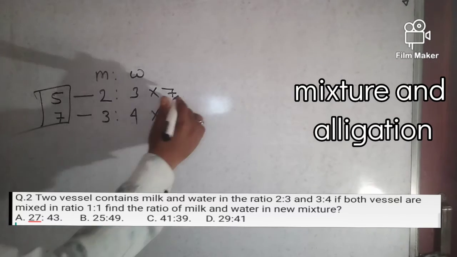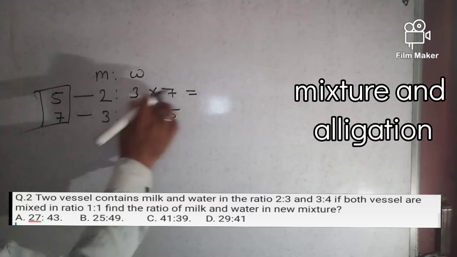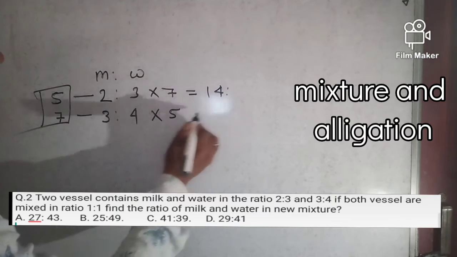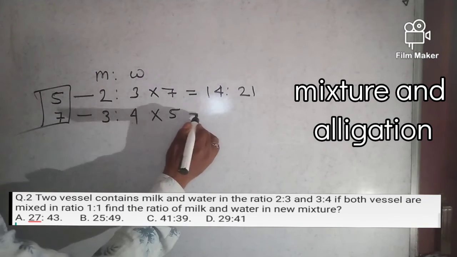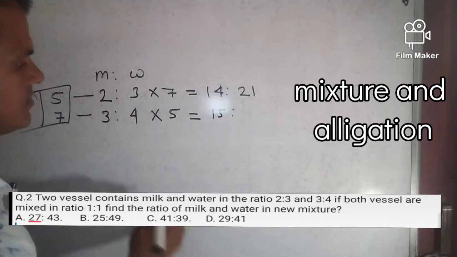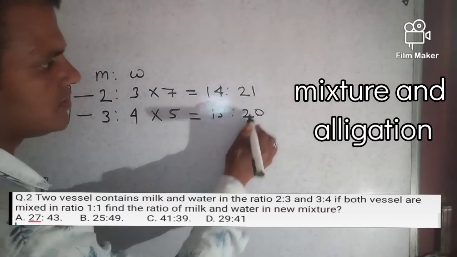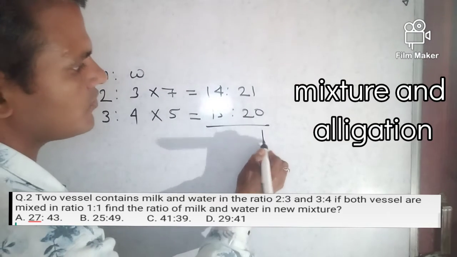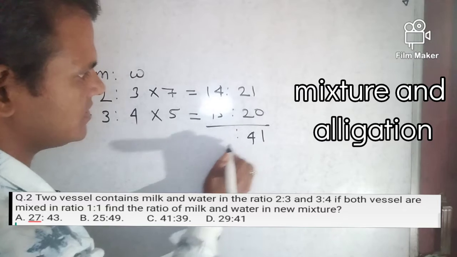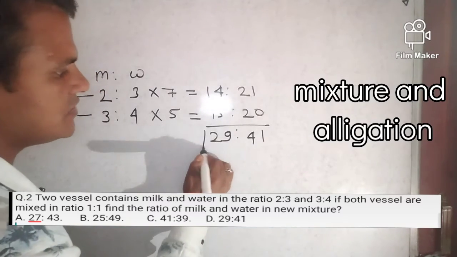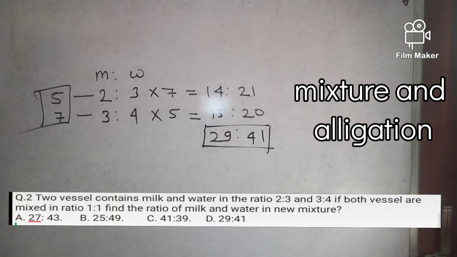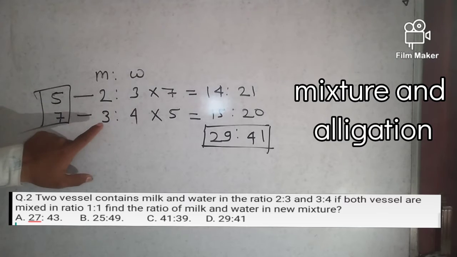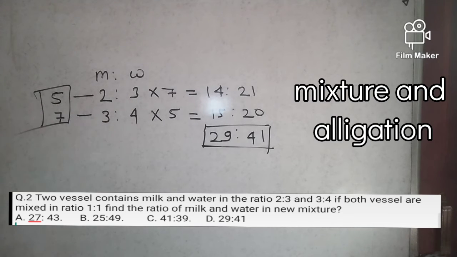Now the new ratio is 7 times 2 is 14 and 7 times 3 is 21. 5 times 3 is 15, and 5 times 4 is 20. So the new ratio will be 14 plus 15 is 29 and 21 plus 20 is 41. So the new ratio is 29:41, right?